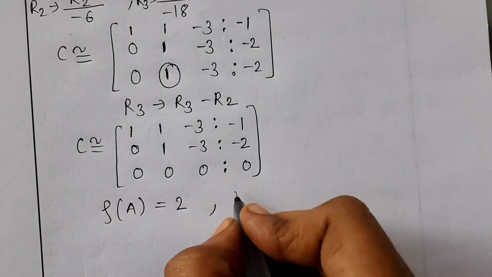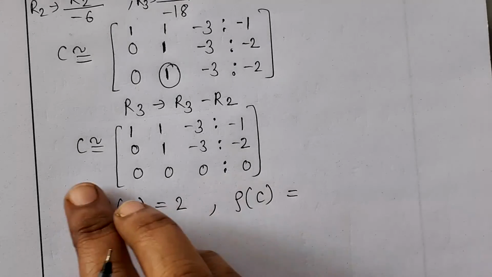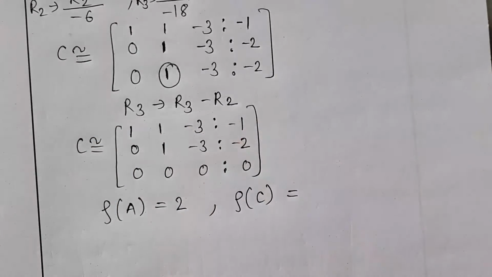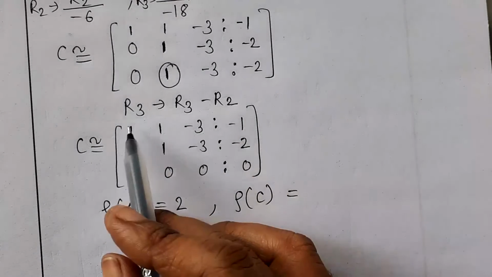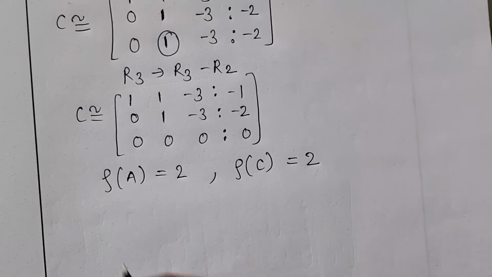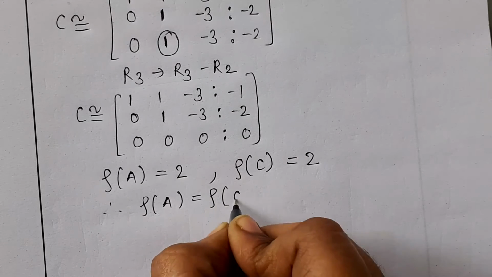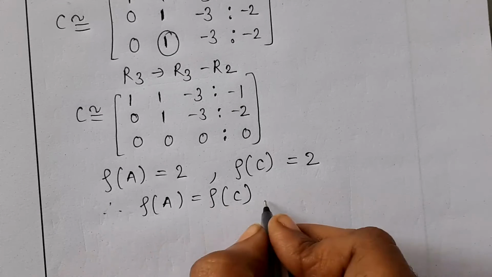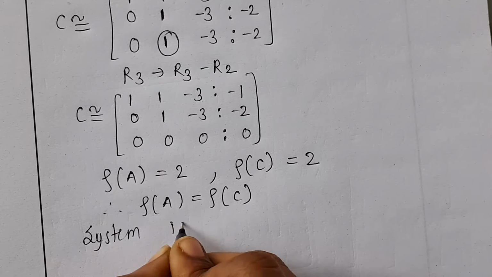Now we find out rank of C. So rank of C is equal to how many non-zero rows in this complete matrix? Last row is 0, so we do not count it. Next, row 1 and row 2. So how many non-zero rows? 2 rows. Therefore rank of A is equal to rank of the augmented matrix, and if both are the same, then we write it as system is consistent.